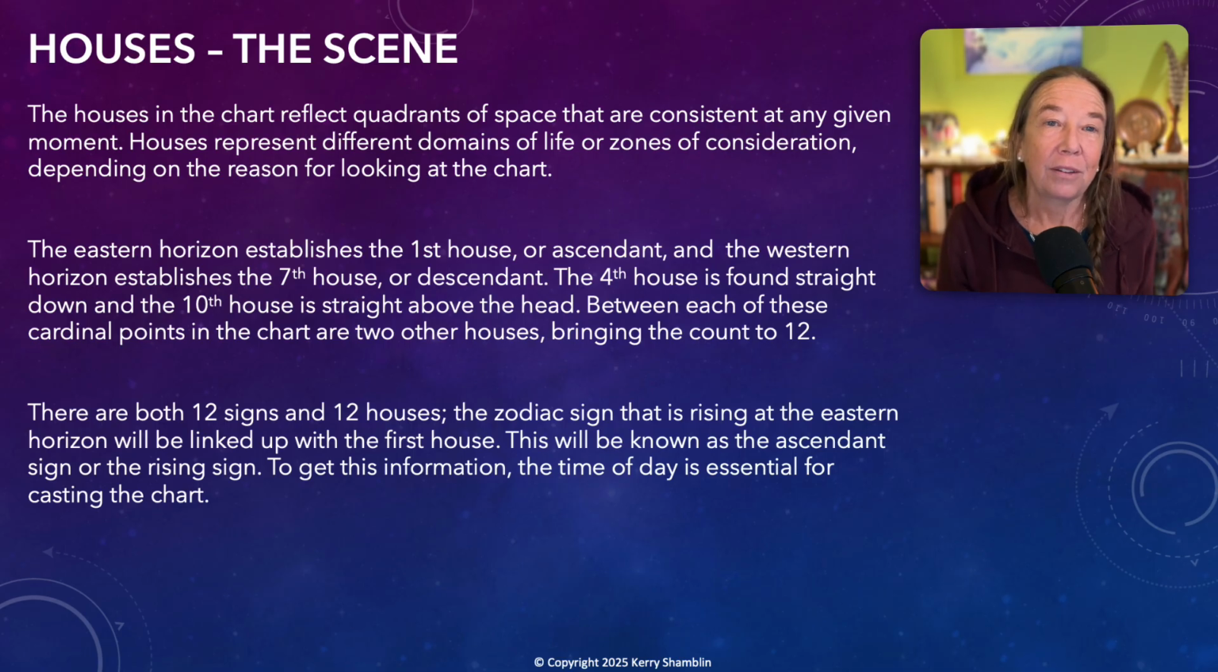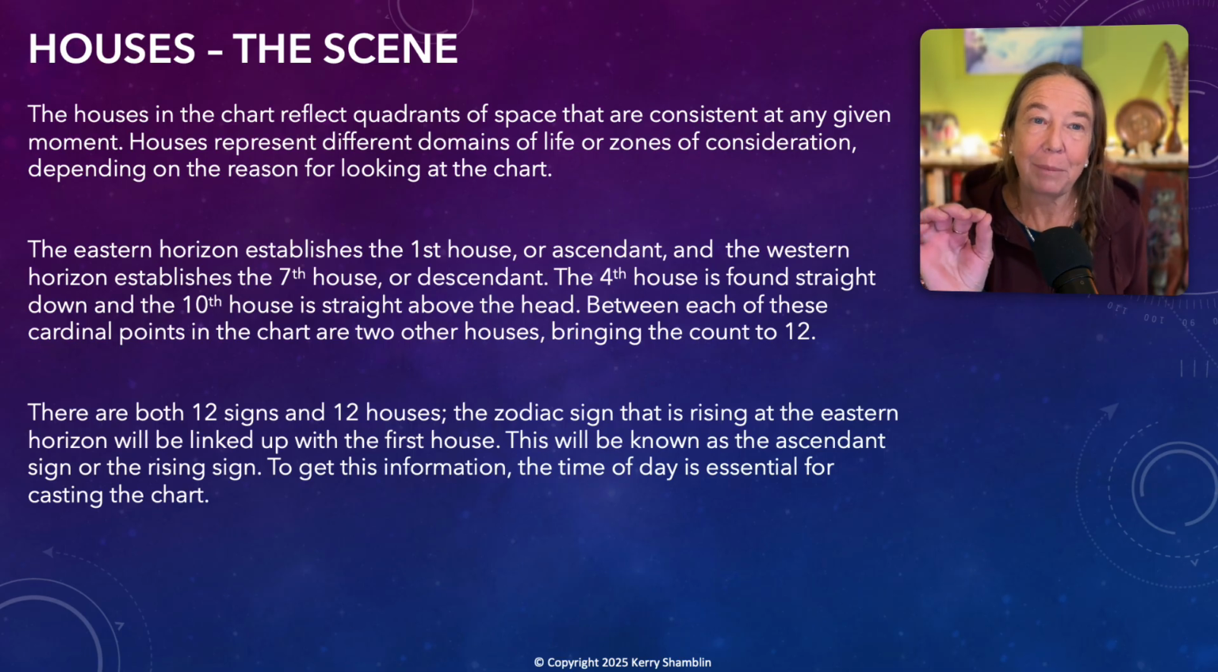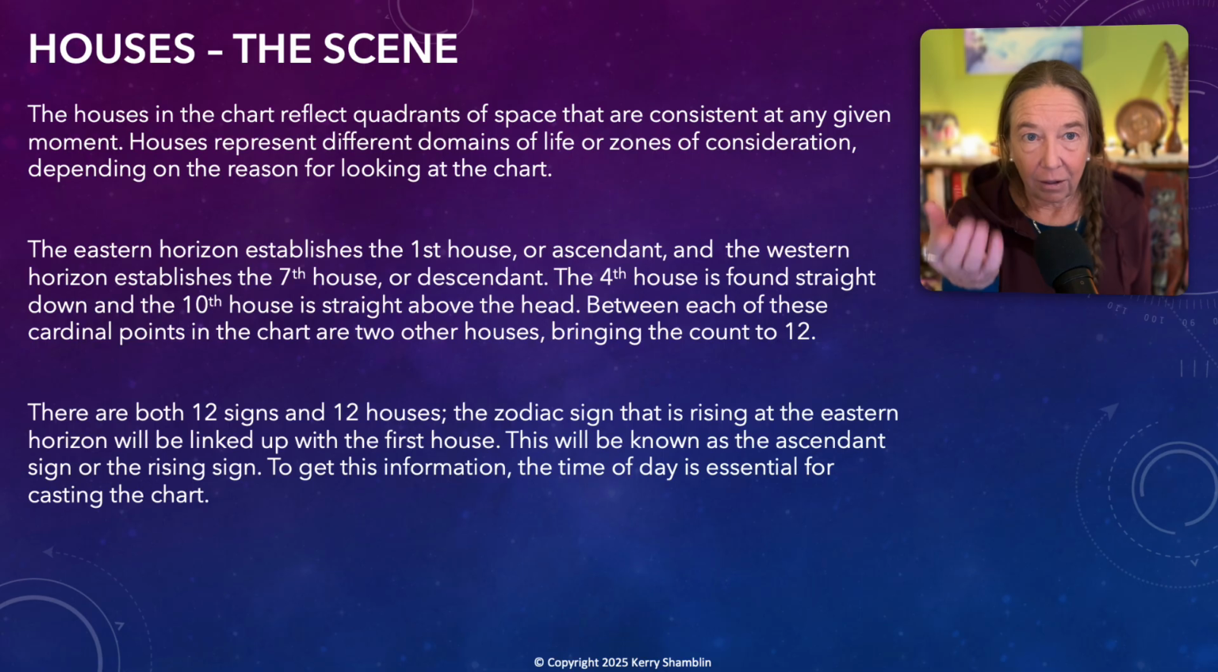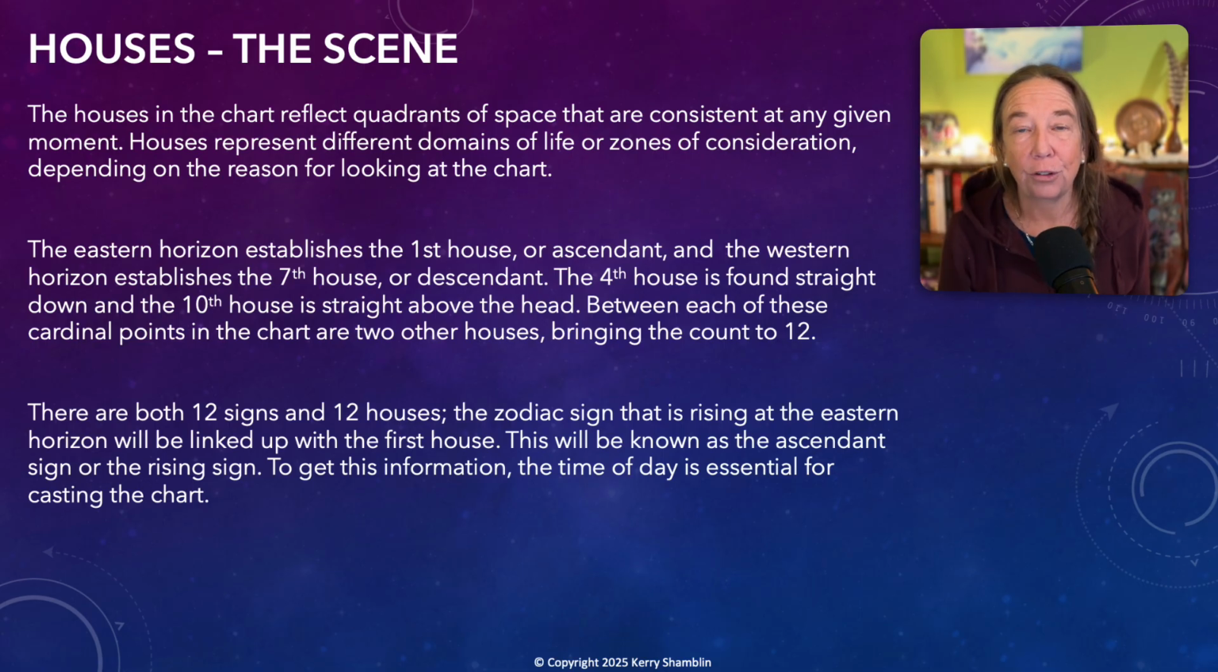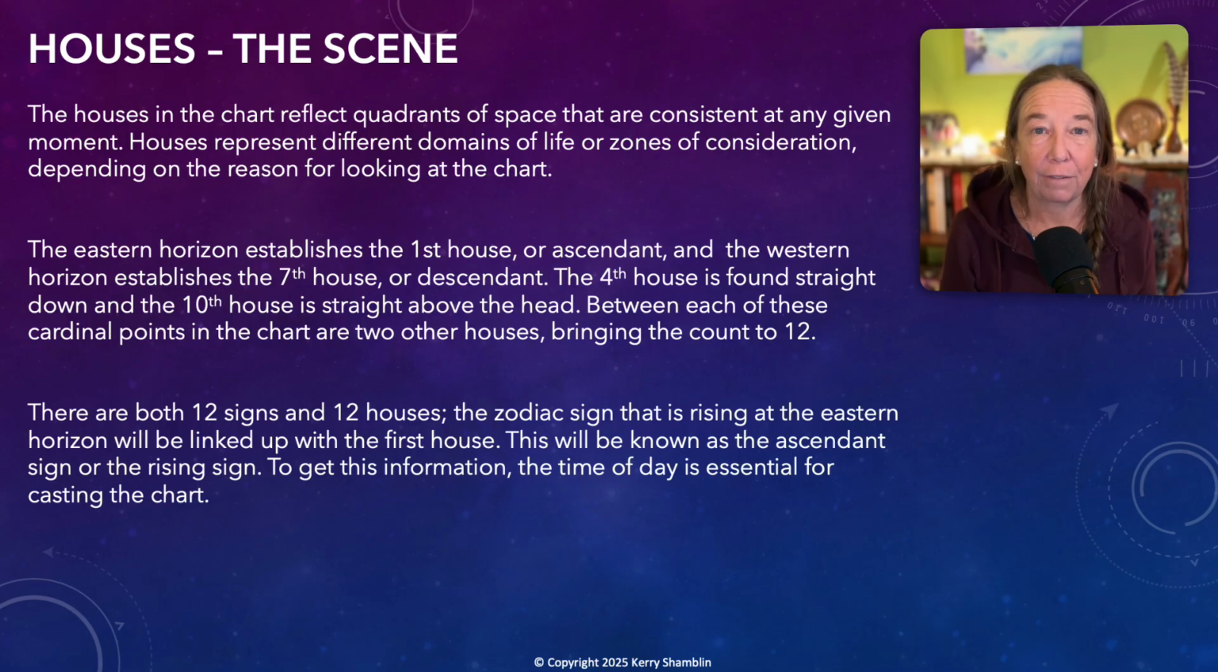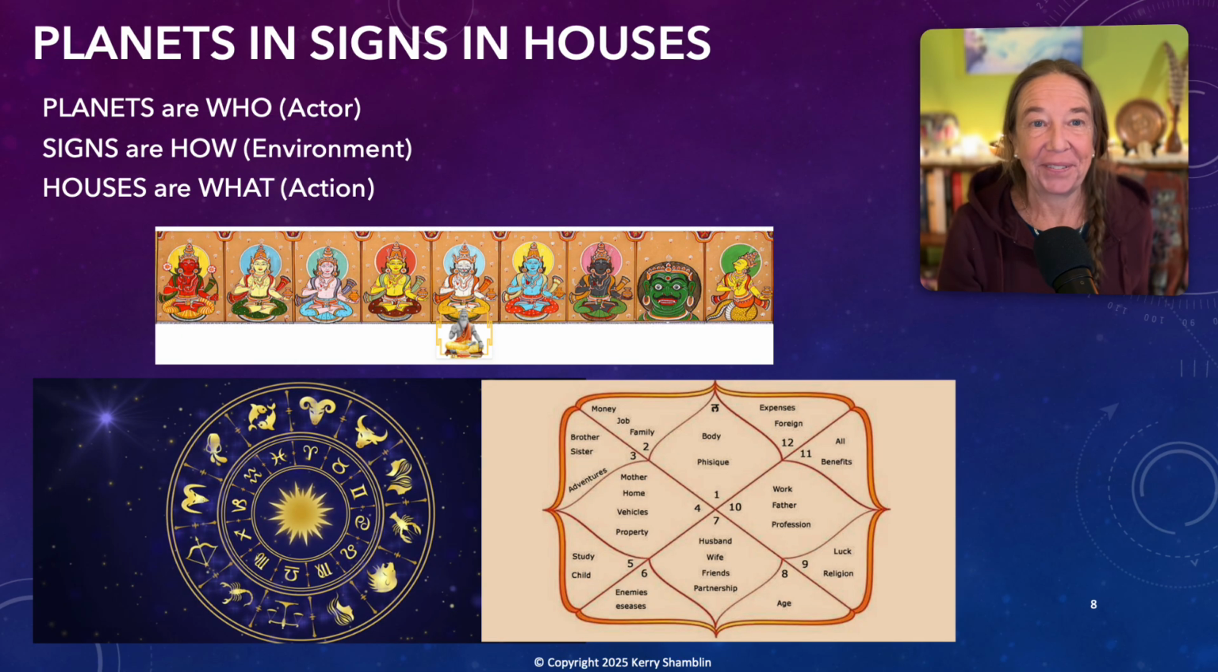So when we know our time and place of birth, we can track all of those factors. We can know that at that moment, the constellation rising up over the eastern horizon was a certain sign, and that sign becomes the first house of the chart. Okay, so there we go.